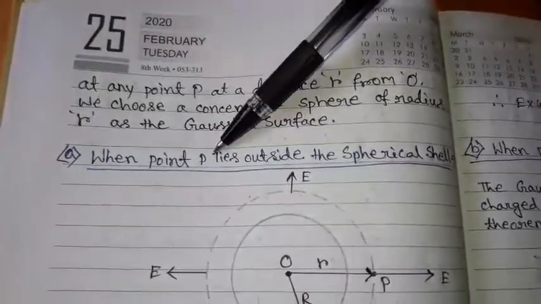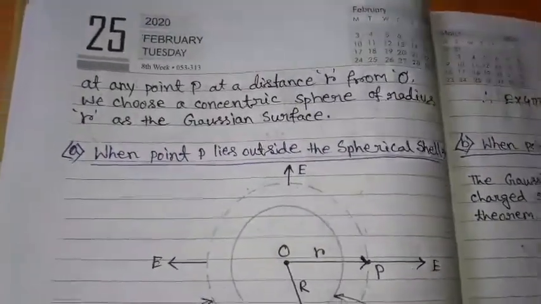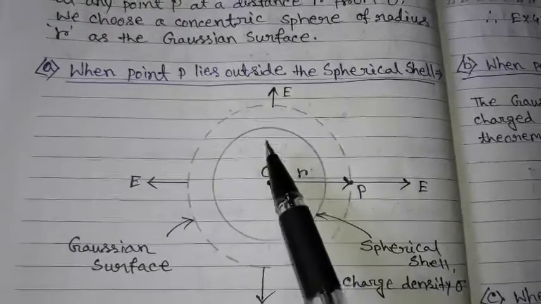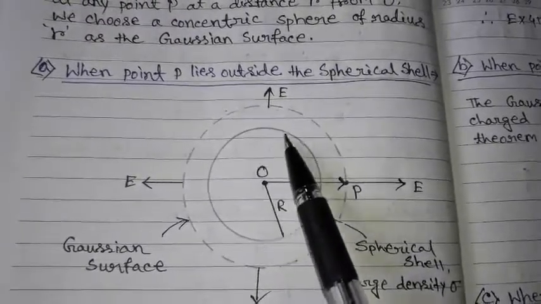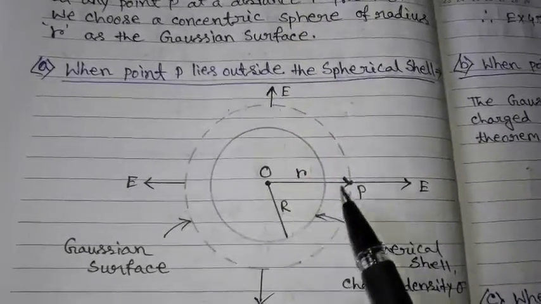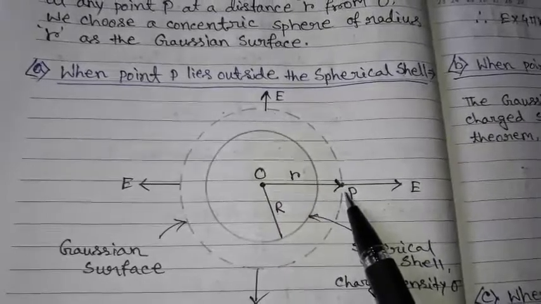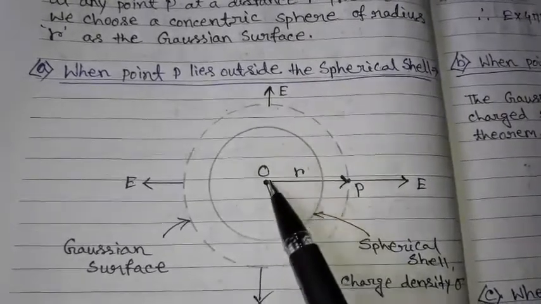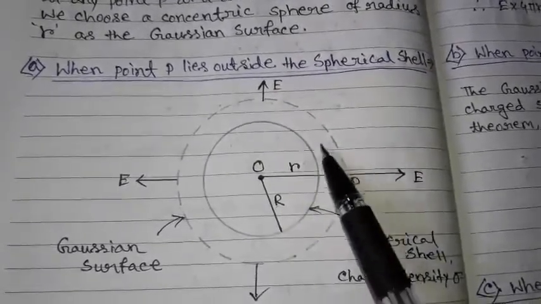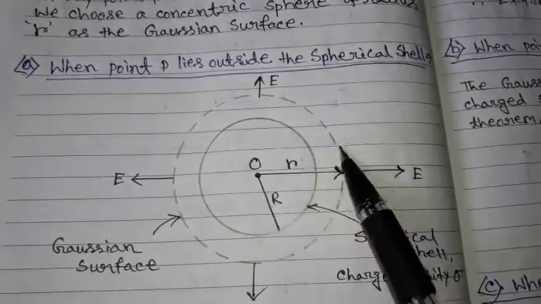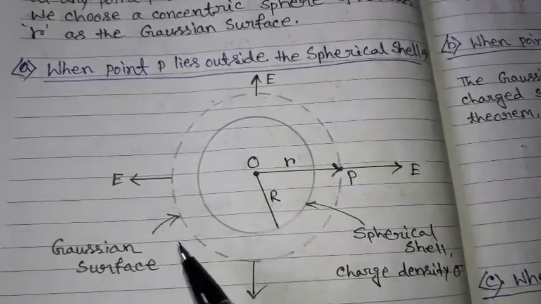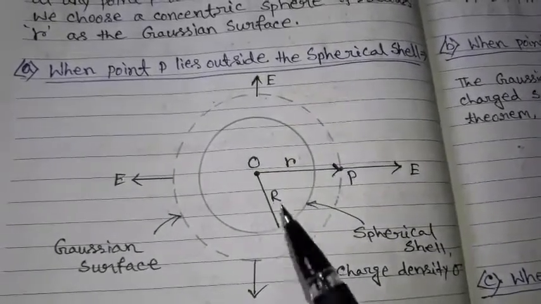First is when the point P lies outside the spherical shell. Here in the diagram we see that this continuous curve represents the spherical shell which have surface charge density sigma and radius capital R. At the point P we have to calculate electric field which is at a distance small r from the center. Clearly this small r is greater than capital R, so we have considered a spherical Gaussian surface of radius small r. We see the electric field at any point is radially outward from the sphere.